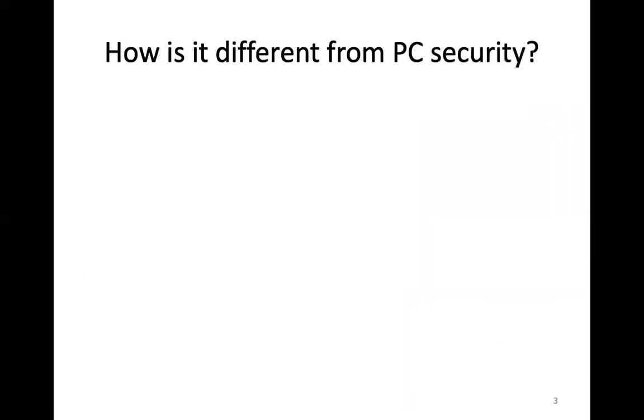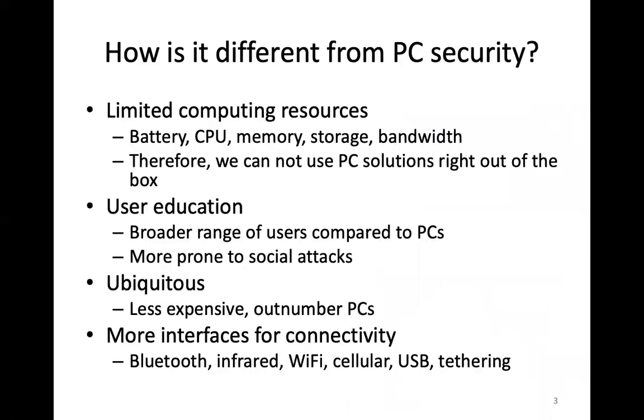So when we talk about mobile app security, the question is, how is it different from standard desktop security? Well, there are a number of differences. So first of all, unlike traditional desktop computers, the model over here is that you have limited computing resources, like limited amount of battery, CPU, limited amount of memory, storage, and so on. So you cannot use heavyweight solutions that are applicable for the desktop environment for your mobile device.